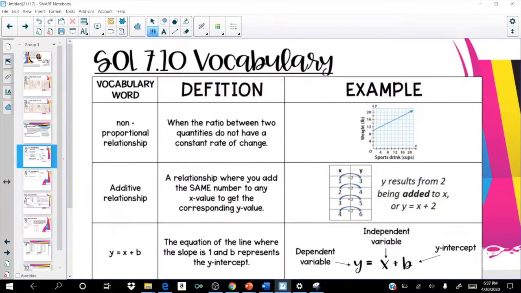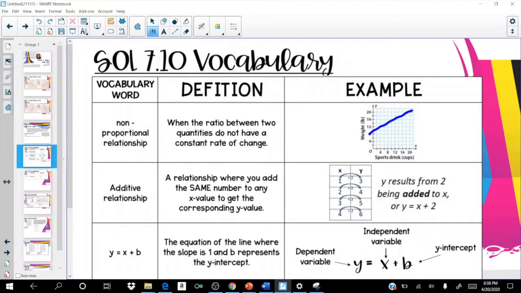So today we have new vocabulary words. First word, non-proportional relationship: when the ratio between two quantities does not have a constant rate of change. At this point, we are talking about the y-intercept, and we are getting into different types of relationships that are not proportional. So we will be discussing non-proportional relationships today. If you look at the graph in the example, it does not go through the origin.